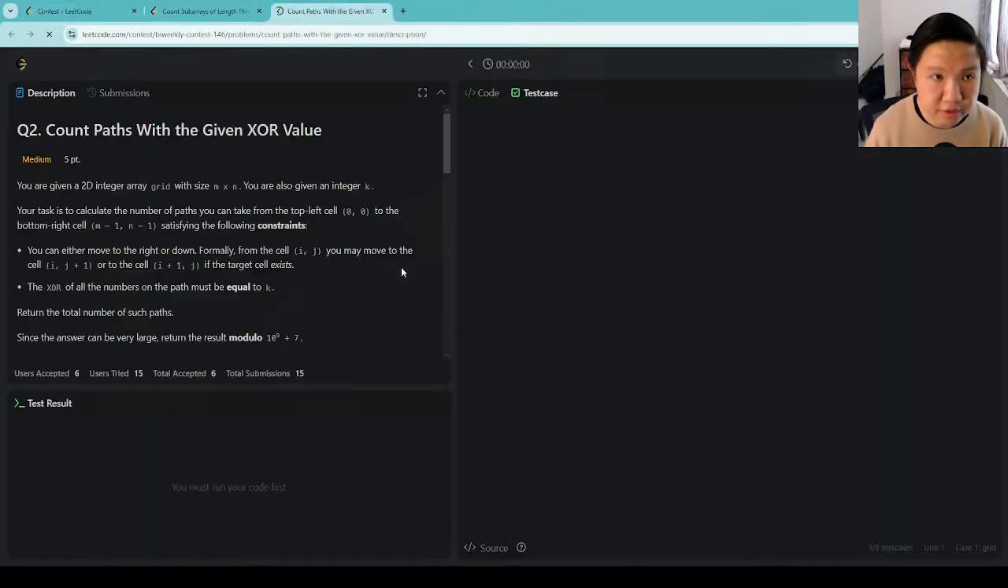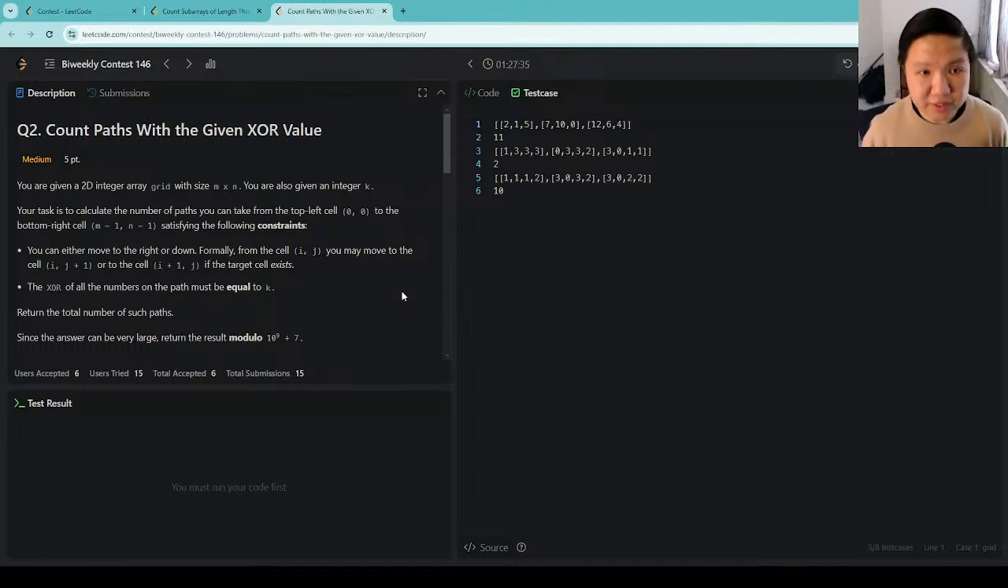Second question. Count paths with the given XOR value. You are given a 2D array grid with size m times n. You're also given an integer k. Your task is to calculate the number of paths you can take from the top left cell (0, 0) to the bottom right cell, following these constraints. You can move down or right. Formally, the XOR of all numbers on the path must be equal to k.